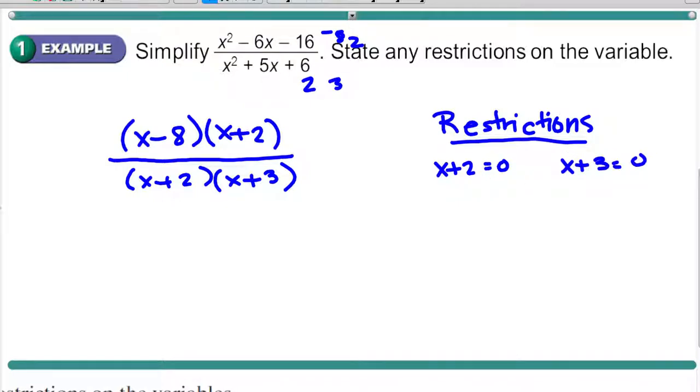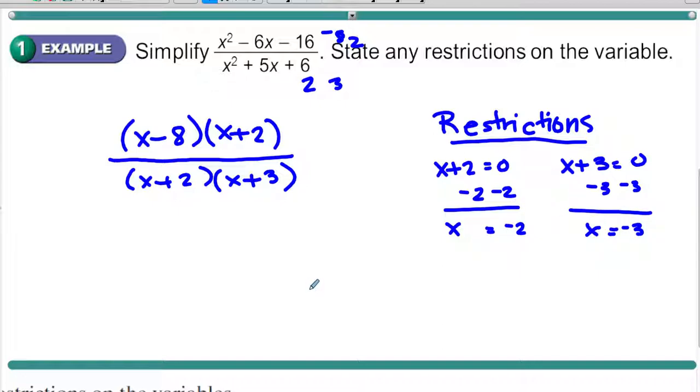Basically, these are points of discontinuity. You're not stating whether they're vertical asymptotes, holes, or anything. You're just saying that at this particular location in the graph the function does not exist. Okay, so there's a restriction at x is negative 2 and x is negative 3.